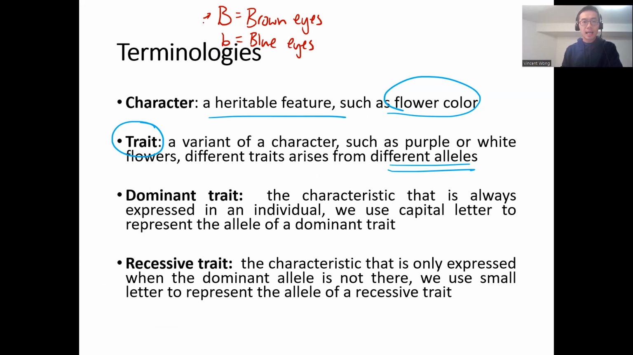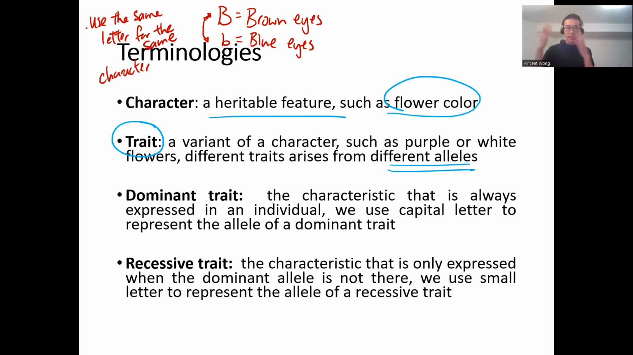And we use the same letter for the same character. The character in this case is eye color. You cannot use big B for brown eyes and then letter C for blue eyes. It has to be the same letter. The big letter, the capital letter, is the dominant trait, and the little letter, the lowercase, is the recessive trait.